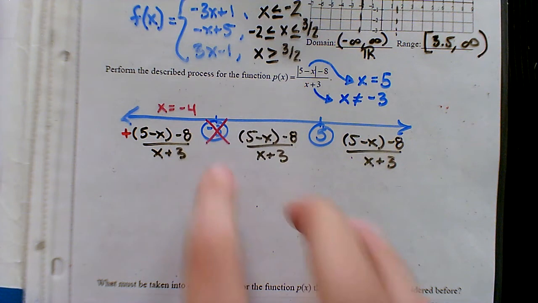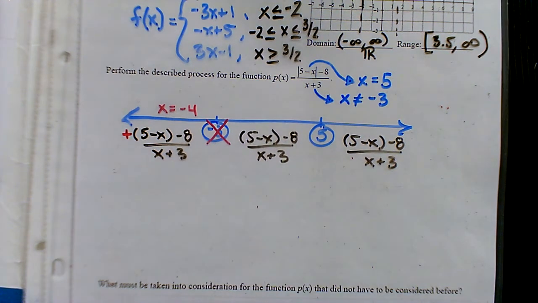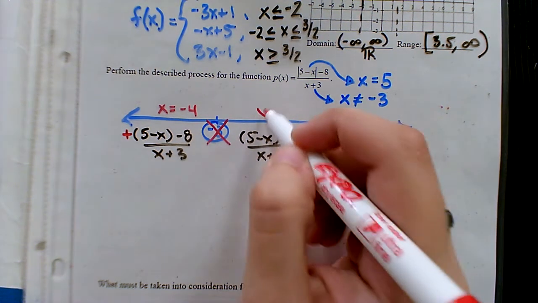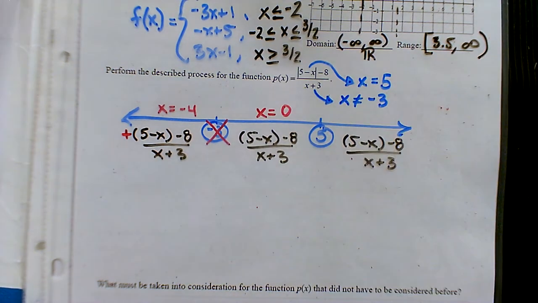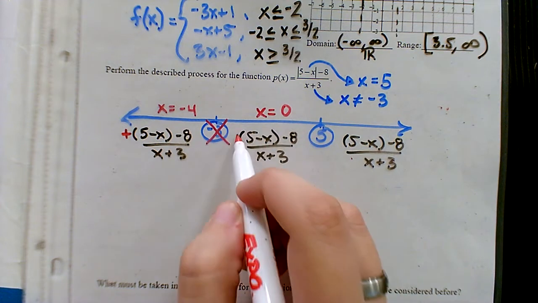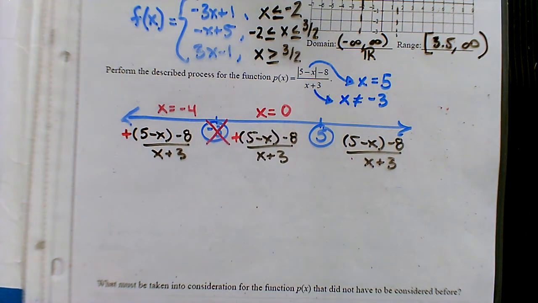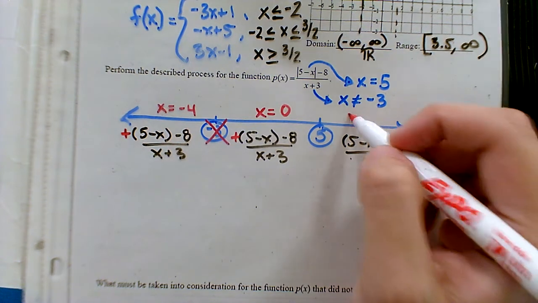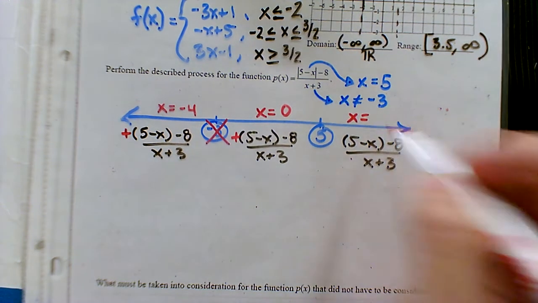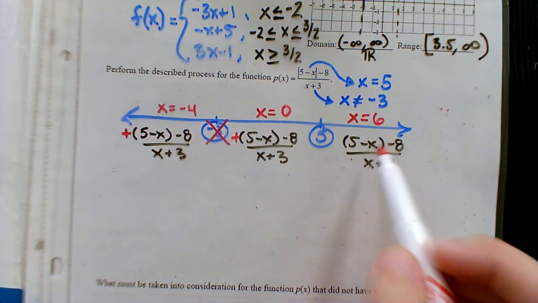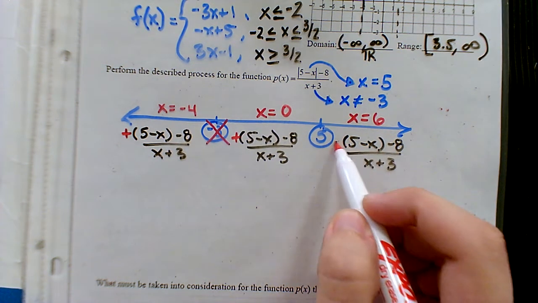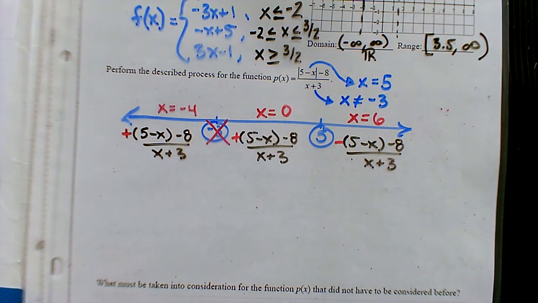Pick any number you want between -3 and 5. Something easy. Good, Kyle? 0. Okay, plug in 0 just into the parenthesis. 5 minus 0, still positive. And then any number you want bigger than 5. Maybe we'll do 6. Okay, just into the parenthesis section. 5 minus 6, we got negative.